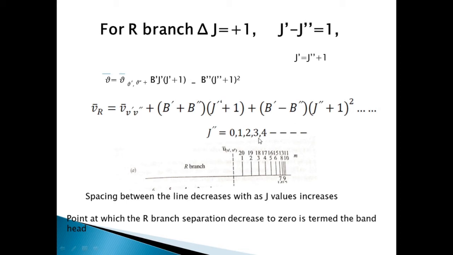Okay, so R lines are of course always at the high wave number side of the band origin. The spacing between the lines decreases, and the point at which the spacing is equal to 0 is termed the band head. This point is a converging point. From that point onwards, the spacing increases again. This point is known as a band head. Band head occurs at the high wave number side.